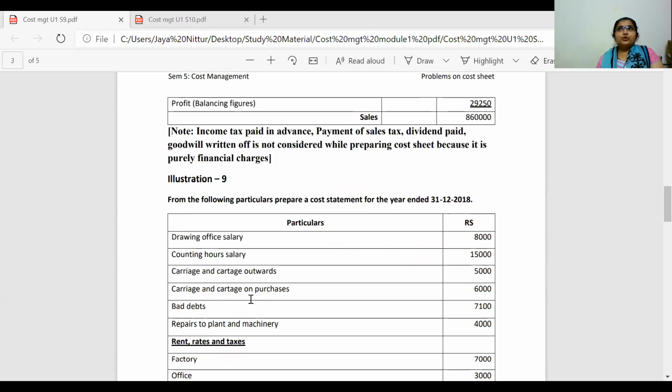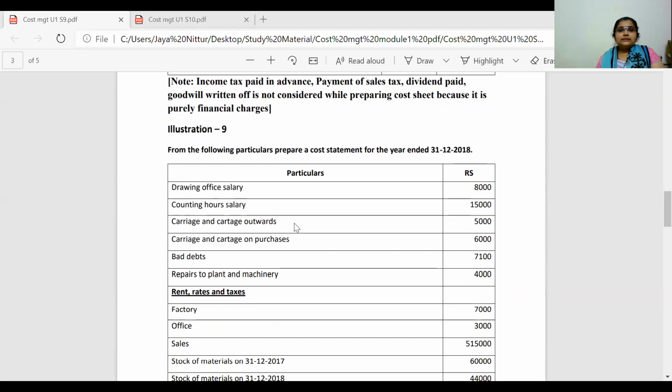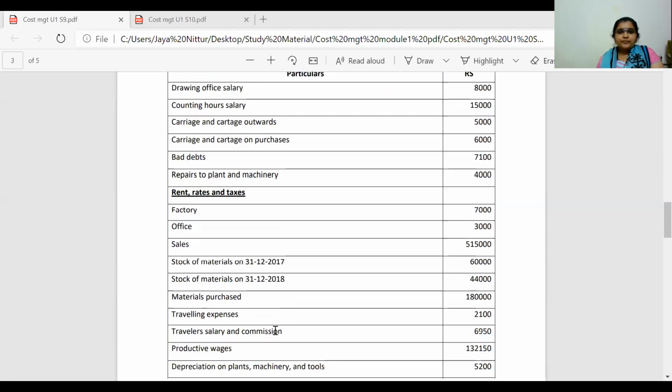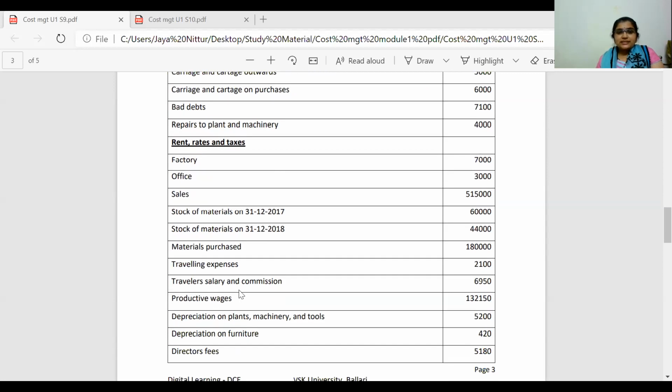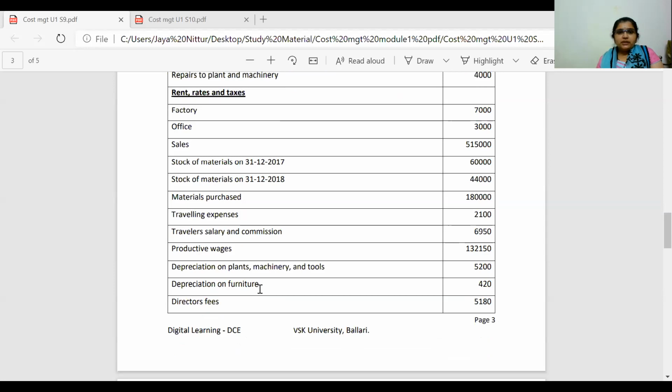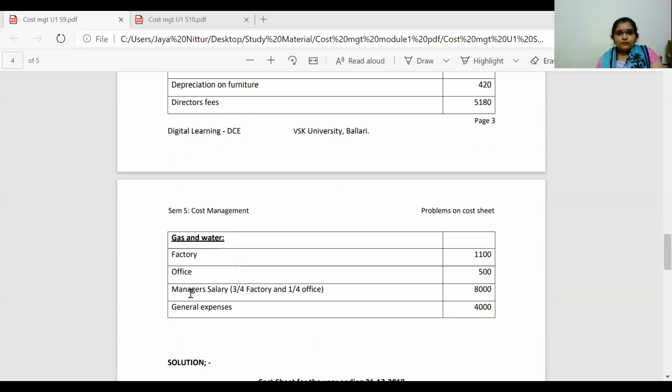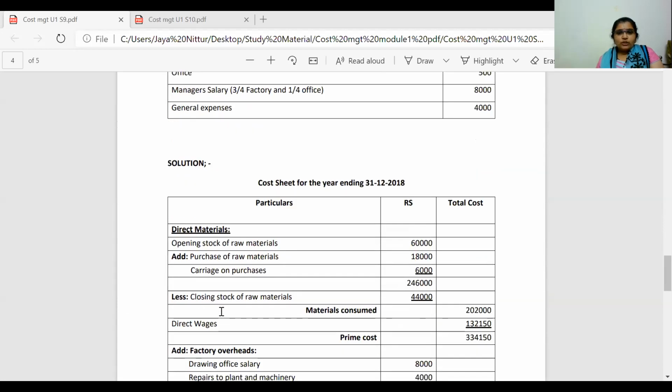Then we move to another exercise. The details are as under: drawing office salary, counting house salary, carriage and cartage outwards, carriage and cartage on purchases, bad debts, repairs on plant and machinery, rents and taxes for factory, office and sales, stock of materials on 31st December 2017 (opening) and on 31st December 2018 (closing), materials purchased, traveling expenses, traveler's salary and commission, productive wages, depreciation on plant and machinery, depreciation on furniture, directors' fees, gas and water for factory and office, manager's salary, general expenses. These are all the expenses he has given.